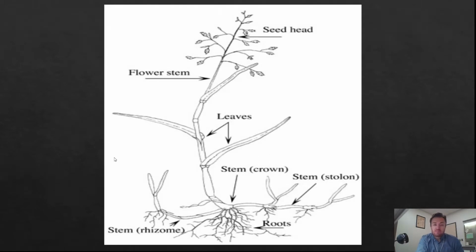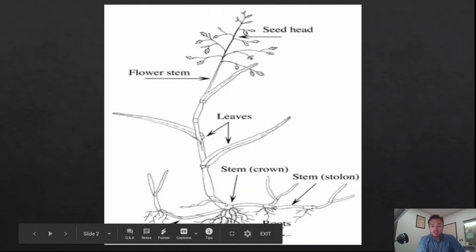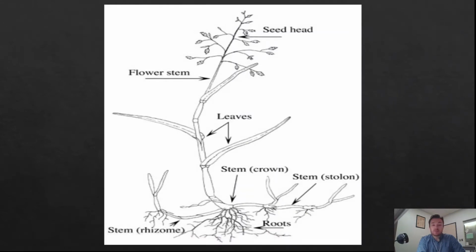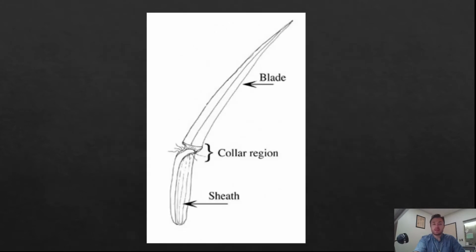The parts of Poaceae are a little odd because the flowers and stuff don't look like what we traditionally think of as flowers. They have their seed head, which is basically their flower stem. It's got the leaves. Their stem is this little section at the bottom called the crown, and then they also have other types of stems such as stolons and rhizomes. Shouldn't be technically stems, but roots and things like that coming off of it.